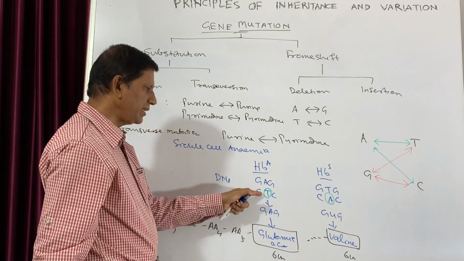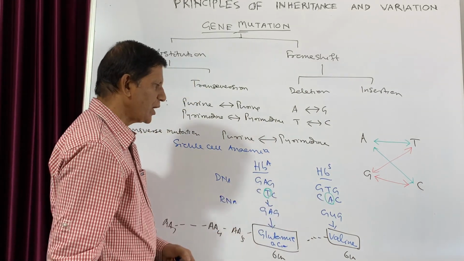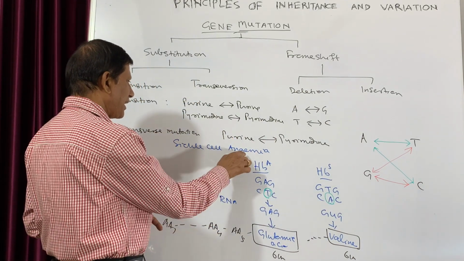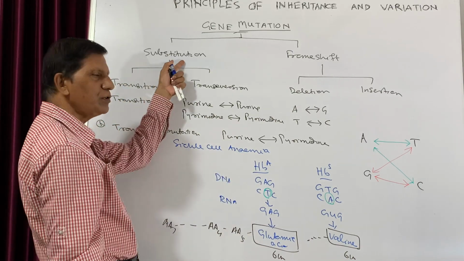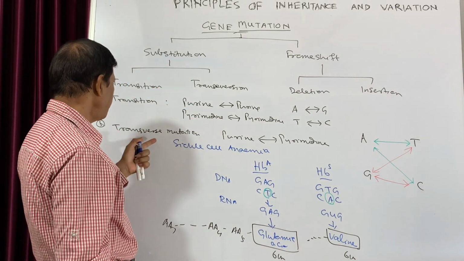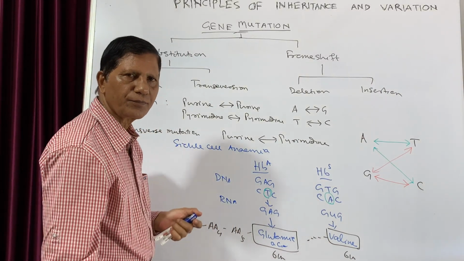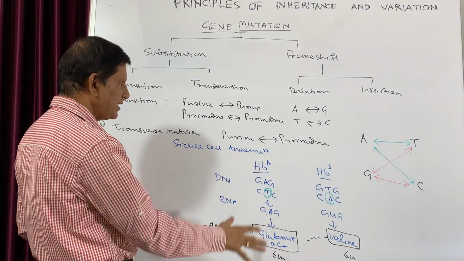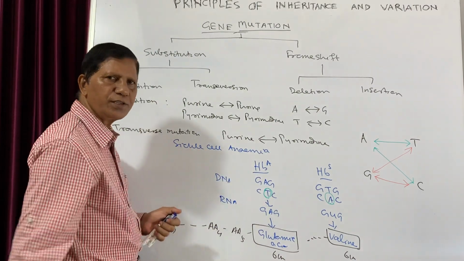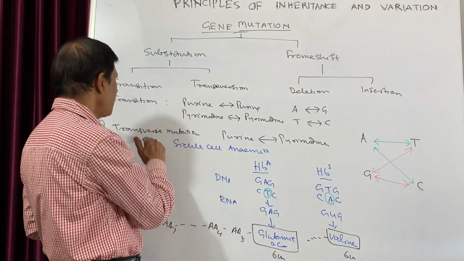Because in the DNA, thymine is replaced by adenine. So you see, sickle cell anemia is a case of substitution mutation. It is a case of a transversion mutation. It is also a case of gene mutation. So this is one of the examples of transversion mutation. So this is about transition and transversion.